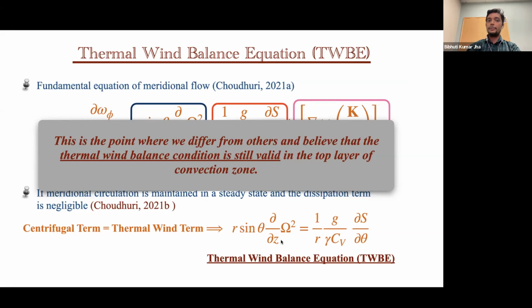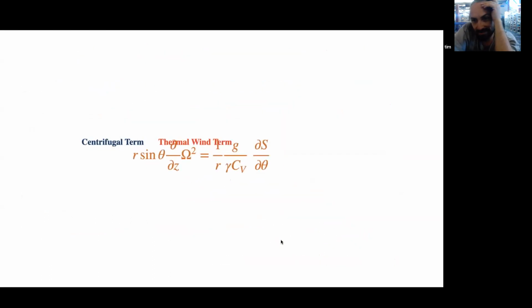But here we come up with a different idea: that the thermal wind balance equation is still valid at the top of the solar convection zone, and it can give rise to the NSSL that we observe in the helioseismic observation. I got a question.